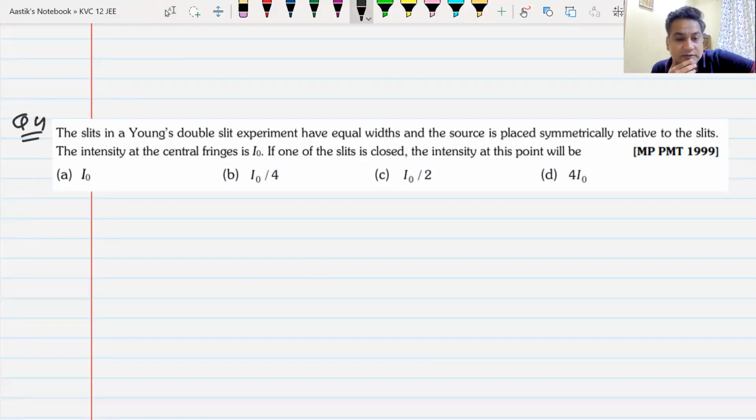The slits in a Young's double slit experiment have equal widths and the source is placed symmetrically relative to the slits. The intensity at the central fringe is I naught. If one of the slits is closed, what is the intensity at this point?